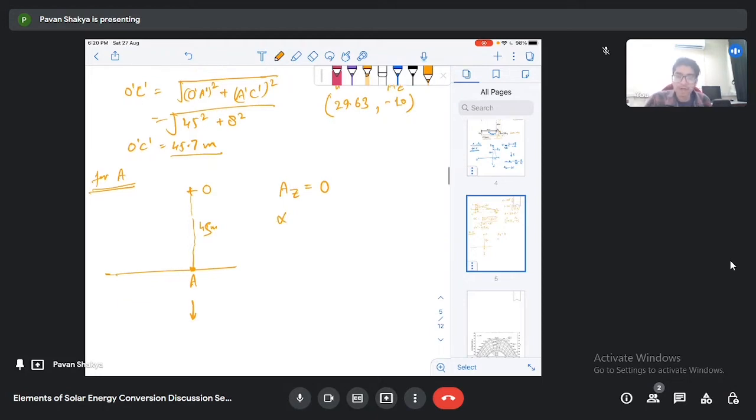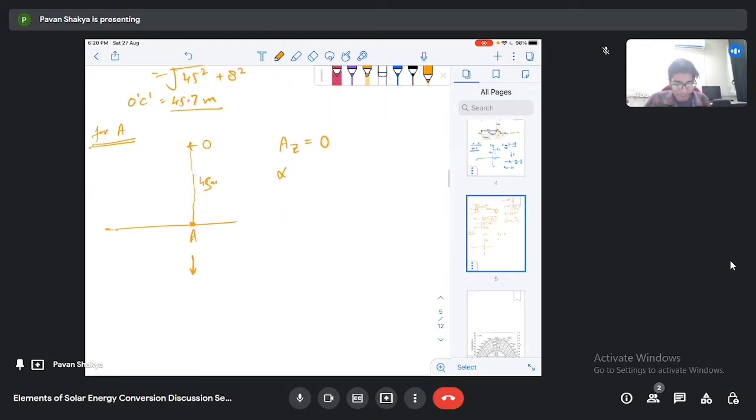So to calculate the altitude angle, we will need the side view. Okay. This is the building. This is our A point. This is our A prime. This one is our collector O. This one is O prime. This angle will be the altitude angle that we are trying to find.